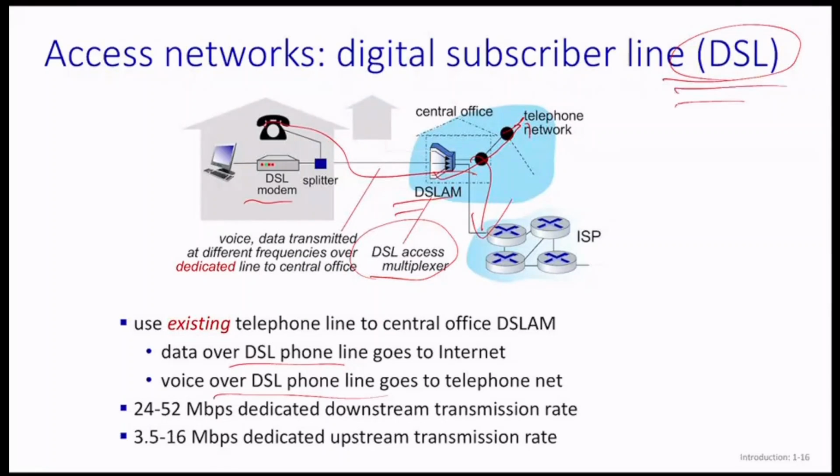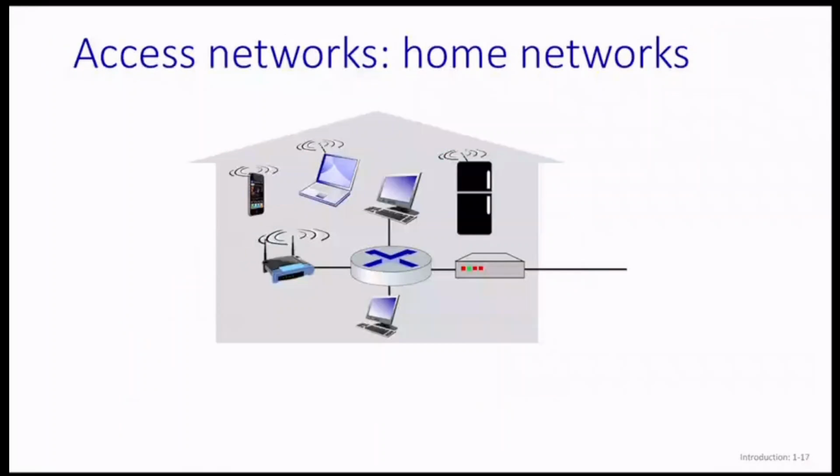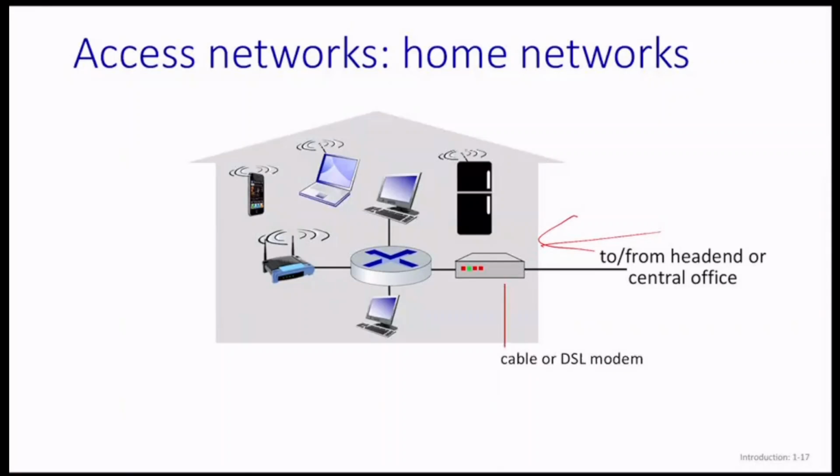This is the second part, DSL. Third one, let's check out the home access network. This is more complex than the previous ones, because we need to use the previous two techniques. Based on this figure, it includes different hosts: smartphone, laptop, desktop, and also a Wi-Fi access point, a router, and a box. The data comes into or from the head end or the central office.